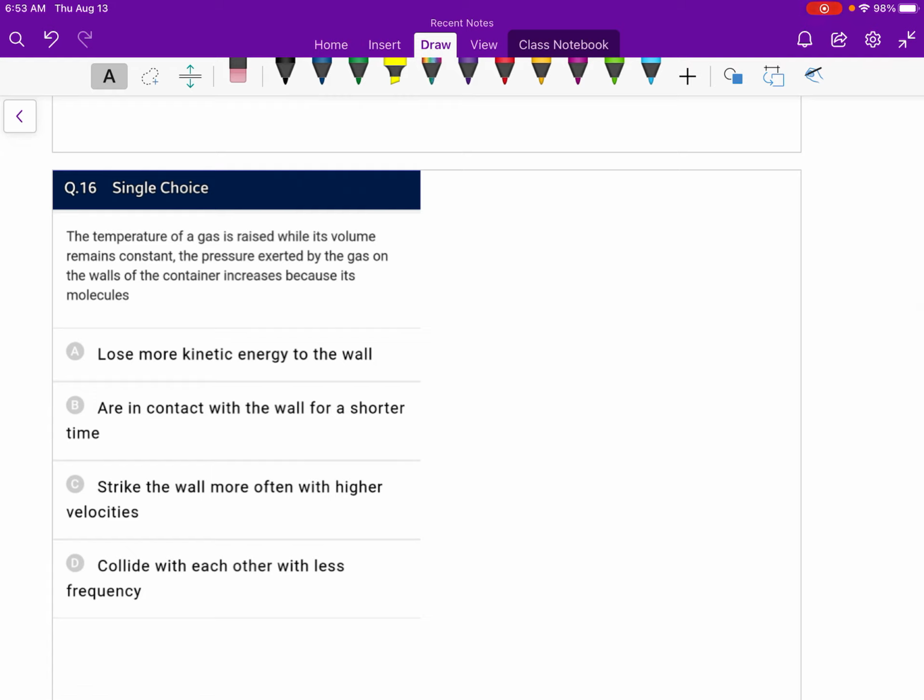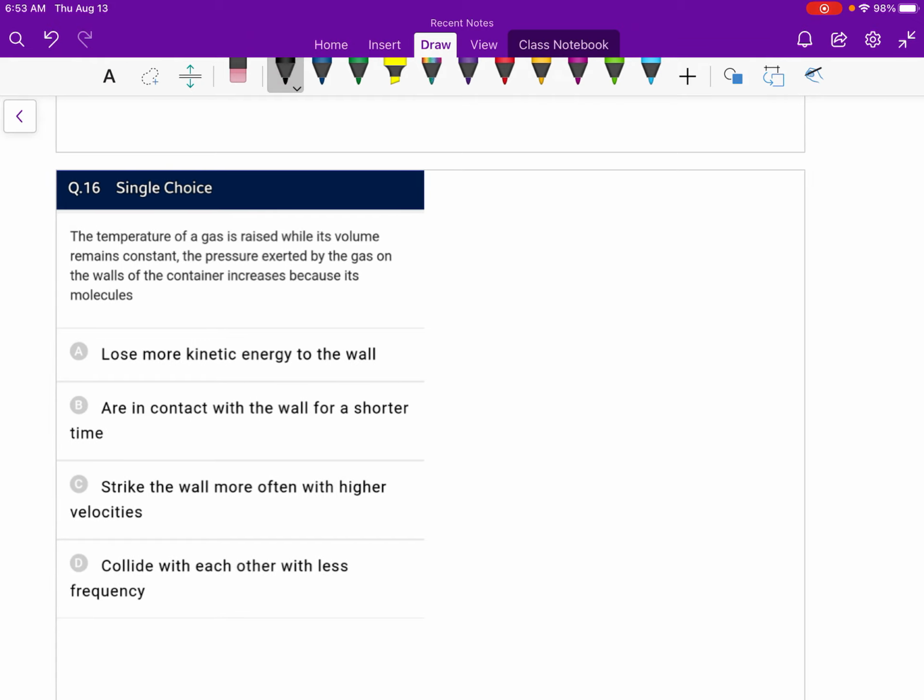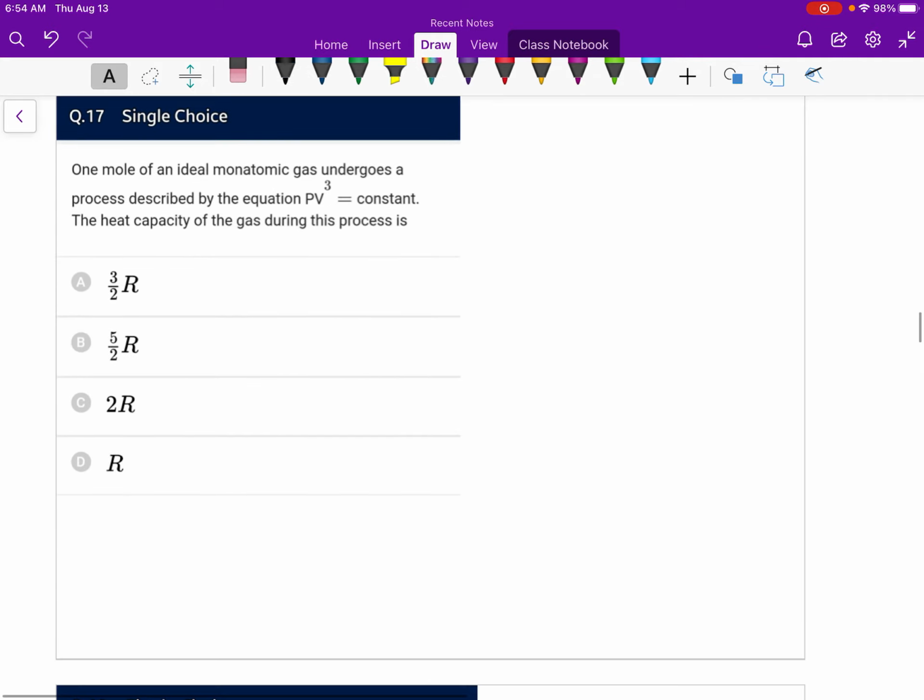The temperature of a gas is raised while its volume is constant. The pressure exerted by the gas increases. So speed increases on increasing the temperature. So collision frequency increases. So molecules strike the wall more often with higher velocities. So C is the correct option. On increasing temperature, speed increases and collision frequency increases. Okay.